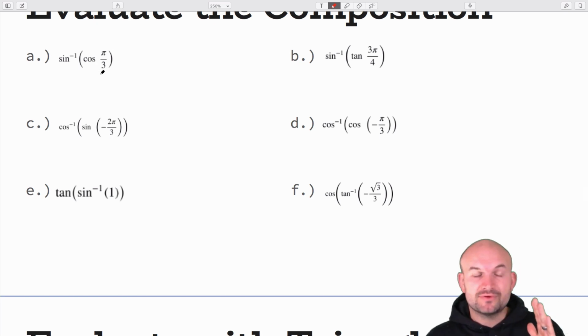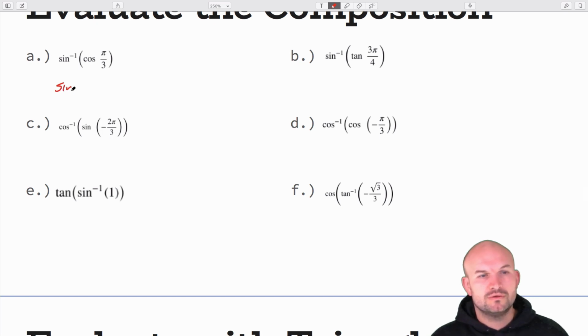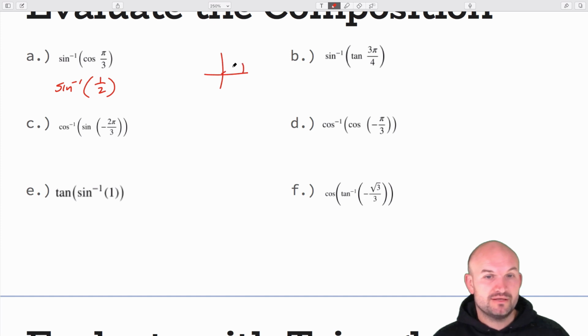So cosine of pi over 3 is going to equal 1/2. And the sine inverse of 1/2, again, to meet that restriction, is going to be right here, which is positive 1/2, comma, square root of 3 over 2. And so that angle, hopefully you got, is going to be pi over 6.